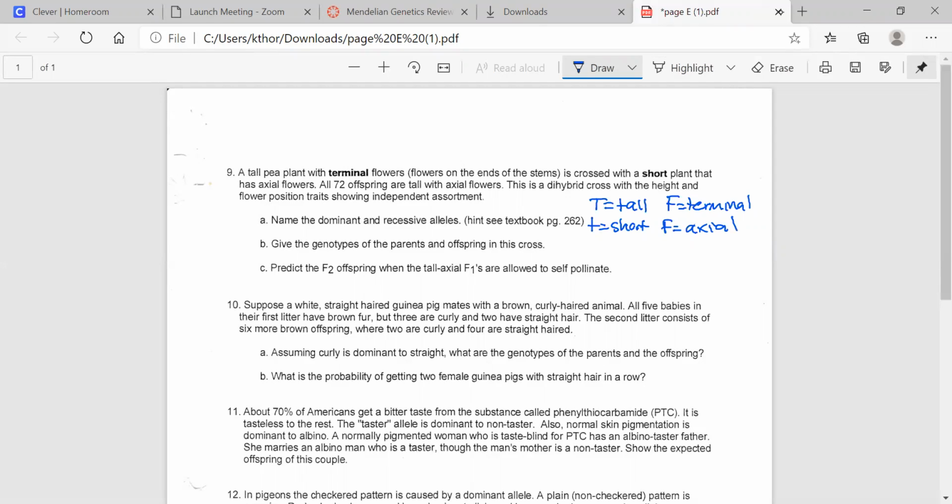So if you cross these, and all the offspring show the dominant trait, then that means that the parents must be, one must be homozygous dominant, and the other must be homozygous recessive. Predict the F2 offspring when the tall axial F1s are allowed to self-pollinate.